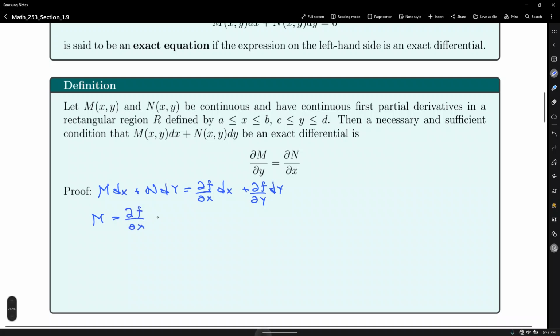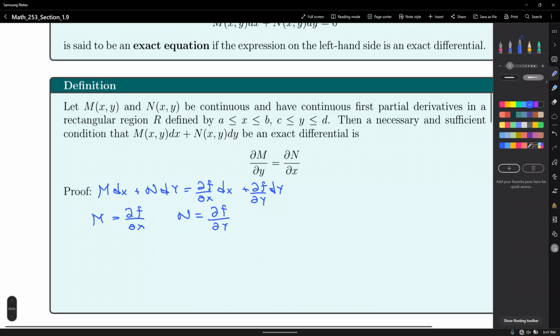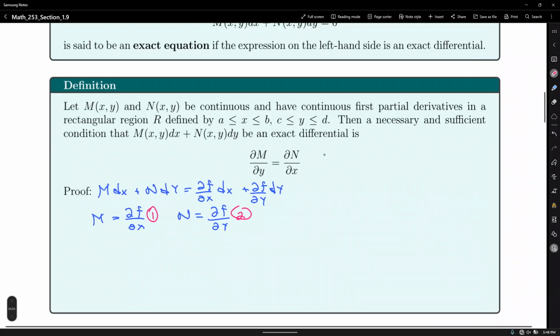Let me call that number 1, and N equals the partial of f with respect to y. Let me call this 1, and let me call this 2. So this is what we're going to do here. I'm going to differentiate number 1 with respect to the variable y.